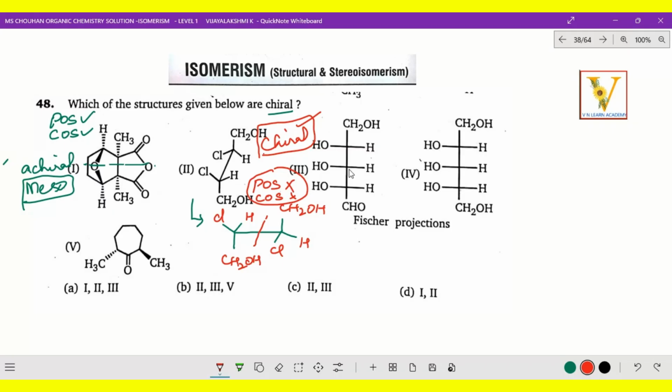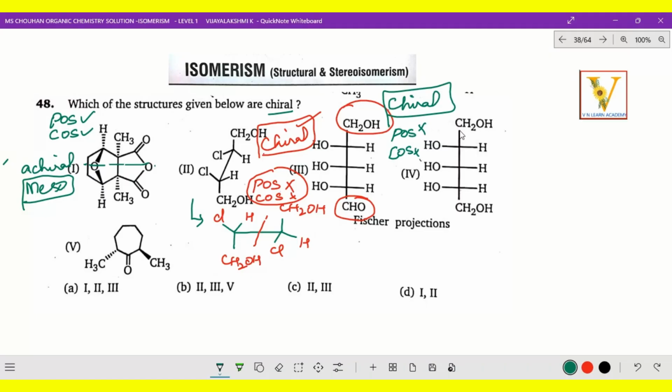Then the third one. As we see in this structural formula, here CH2OH is there, CHO is there. So totally opposite. These are all fine, OH, OH, OH is there, this side also. But the main thing is the top and bottom totally vary. Totally varying means this is 100% chiral. So POS, COS is absent, and naturally it is chiral. Hope you got the clarity. So the second compound is chiral, and the third compound is also chiral.